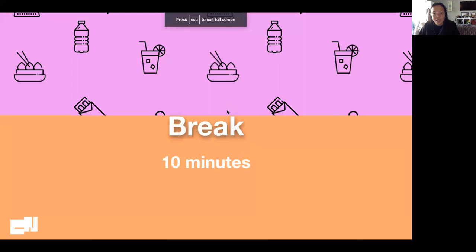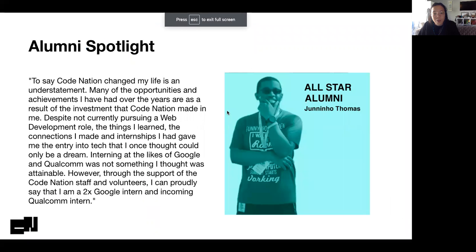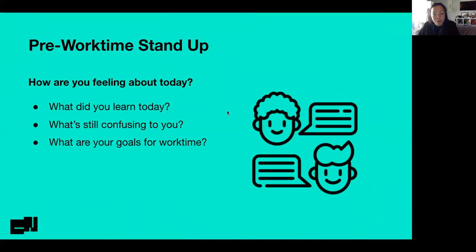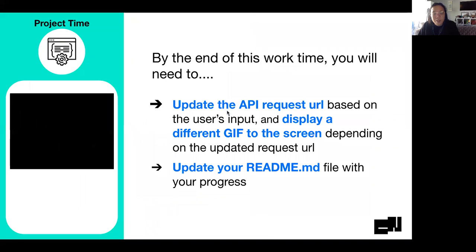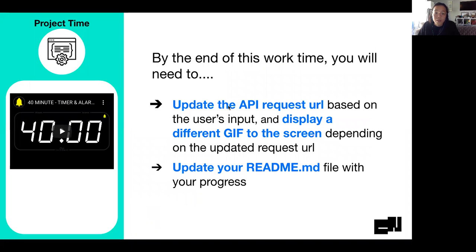All right. And so what we are going to do now is project time. By the end of your day 2, these are the couple of things that you need to make sure you finish. The first thing is you're going to update the API request URL based on the user's input, which we just did in the guided practice and what you did independently in your independent practice. And you're going to display a different GIF to the screen depending on the updated request URL.